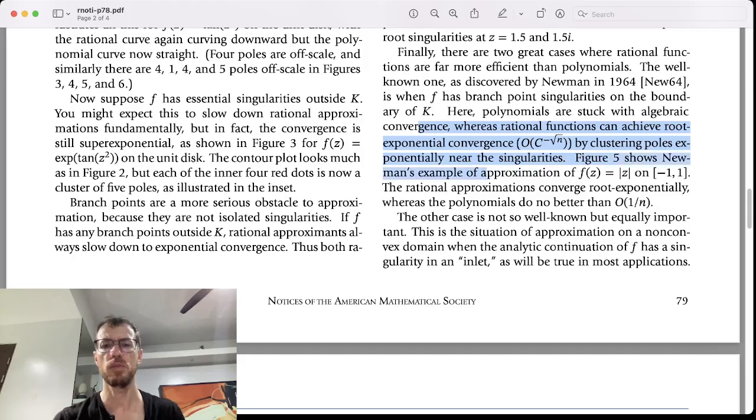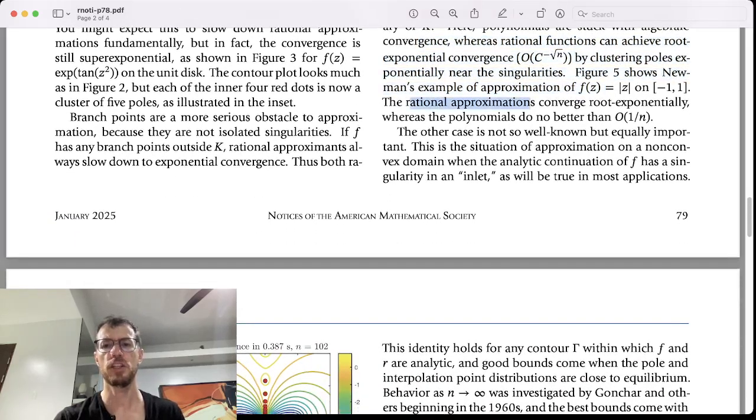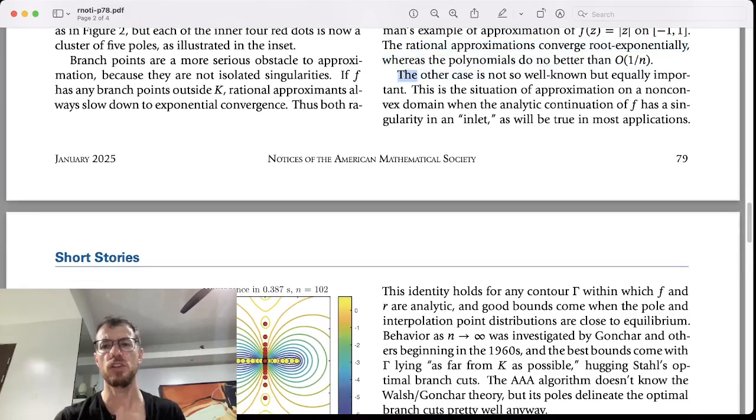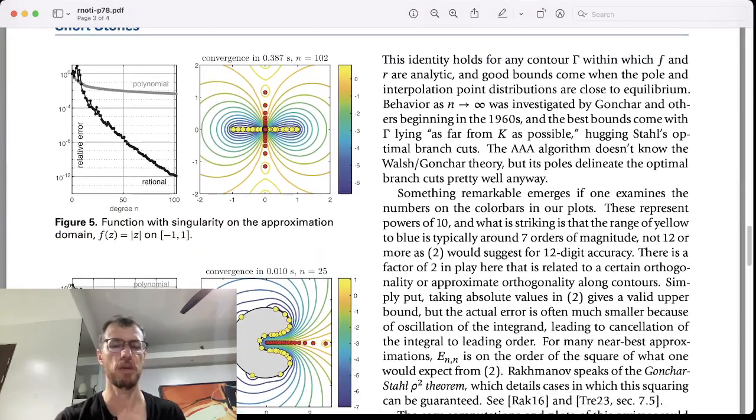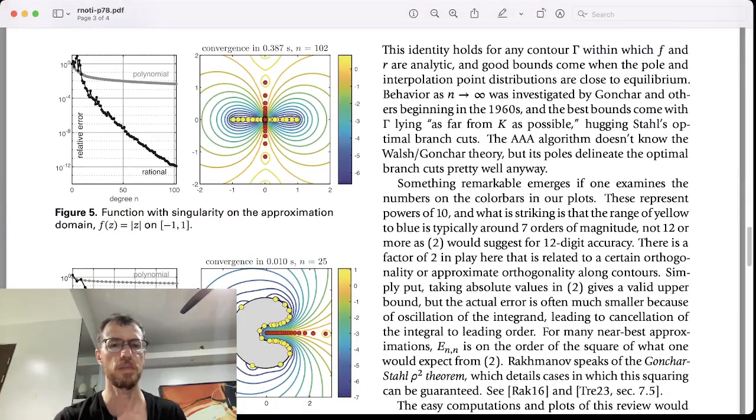Figure 5 shows Newman's example of approximation of f of z equals abs z on the closed interval from minus 1 to 1. The rational approximations converge root exponentially, whereas the polynomials do no better than big O of 1 over n. The other case is not so well known, but equally important. Well, let's look at figure 5 first. Figure 5, the caption says, function with singularity on the approximation domain, f of z equals abs z on the closed interval from minus 1 to 1.